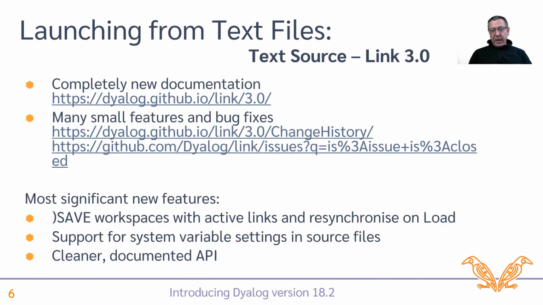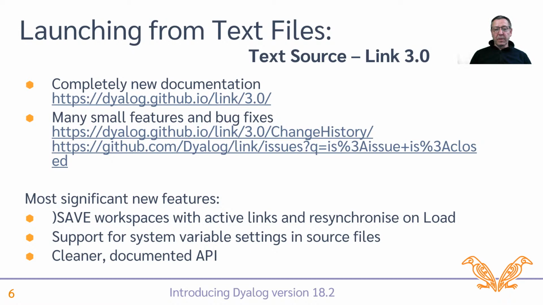In addition to shell scripts, which are really the new thing in 18.2, we've been working on using text source for APL functions, operators, namespaces, etc. for some years. And our main tool for enabling that is something called Link. Link is now version 3.0, shipped with Dyalog APL version 18.2. It's also available separately on GitHub if you want to get it from there. And this is a very significant new release.